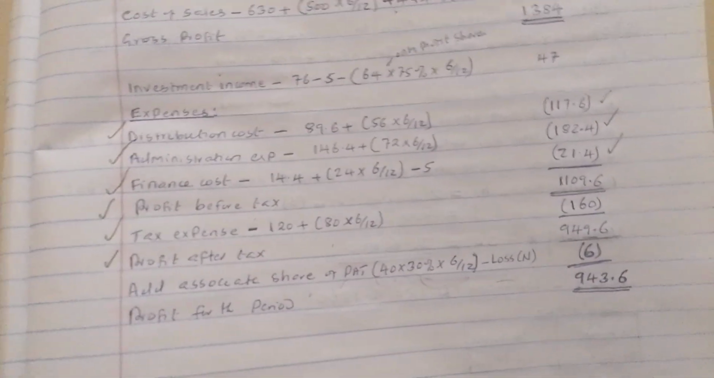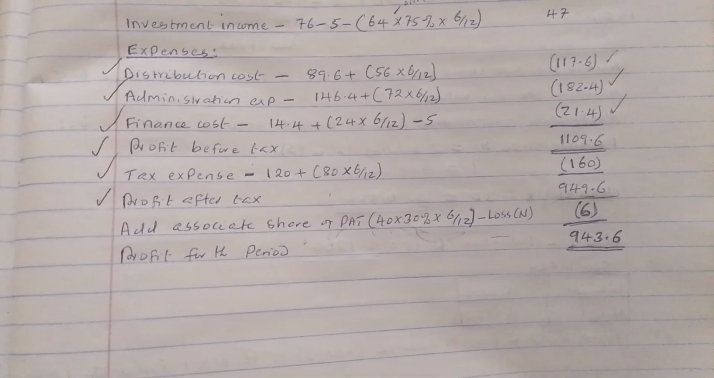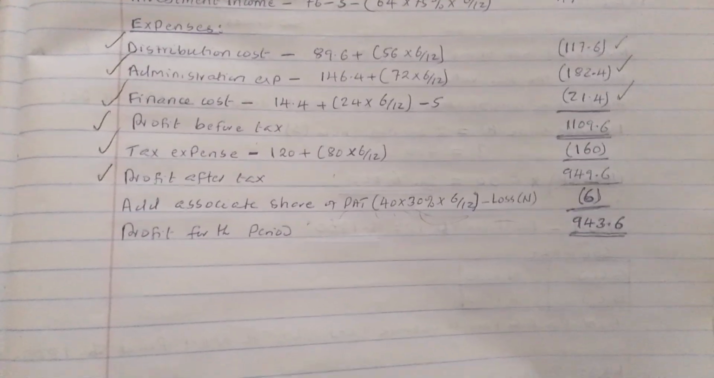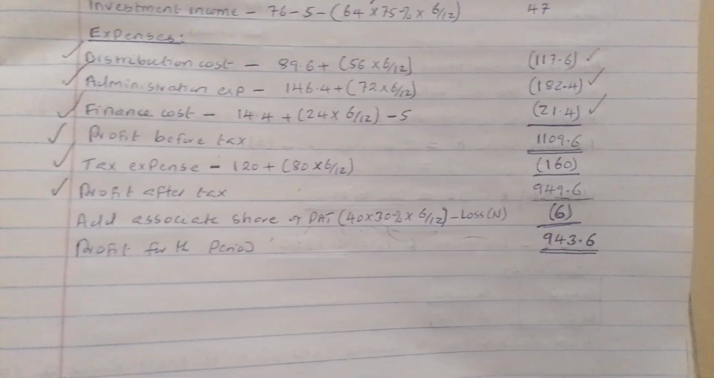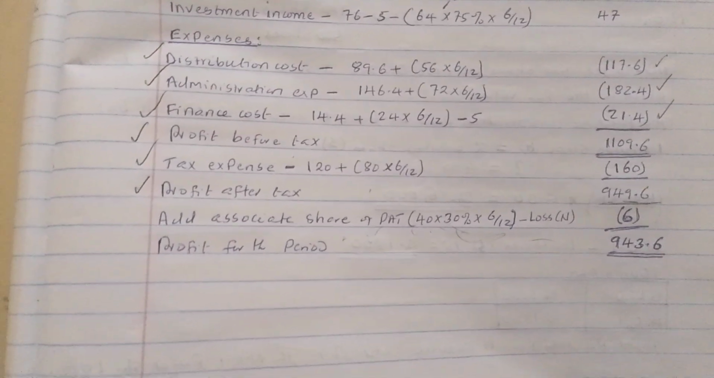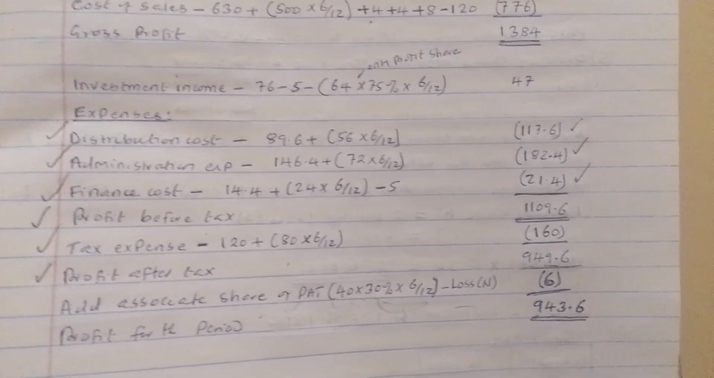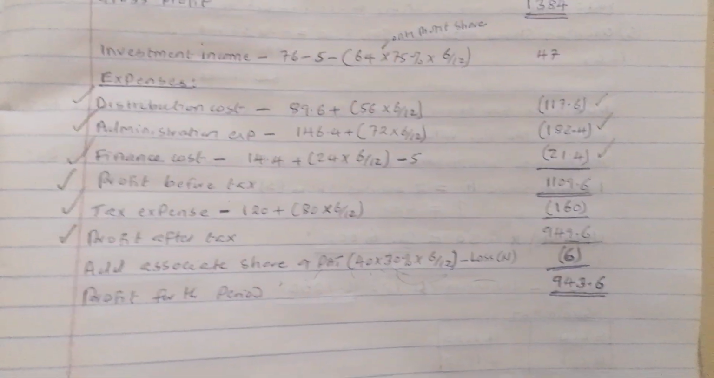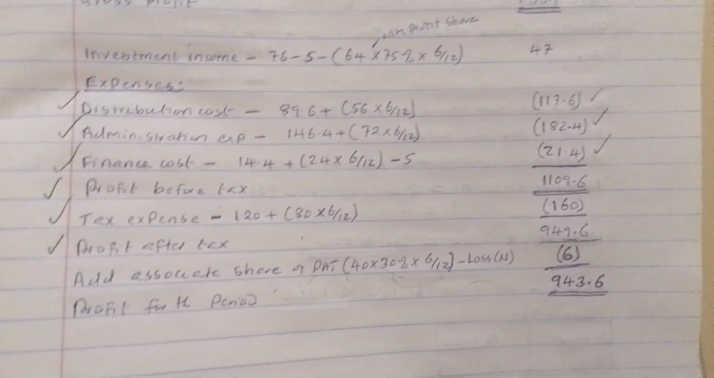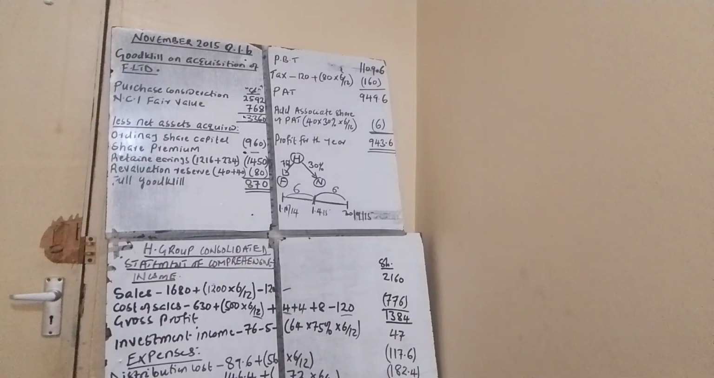So in this case, you have gotten your profit after tax at 949.6. Out of the profit of the other sheet, how much are we supposed to get from that particular profit? Unfortunately, they reported a loss. So we will be receiving a loss, and that loss will reduce our profit, definitely. So you take 40 times 30% times 6 over 12. Where is 40 coming from? We know that percent is the proportion that we acquired of the other sheet. But where is 40 coming from? 40 is coming from here.